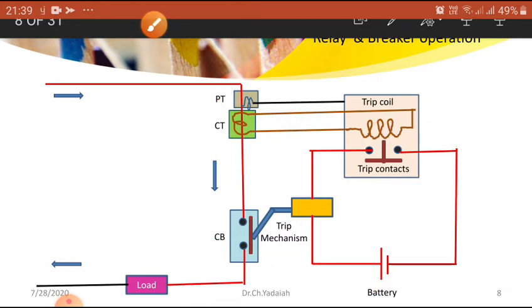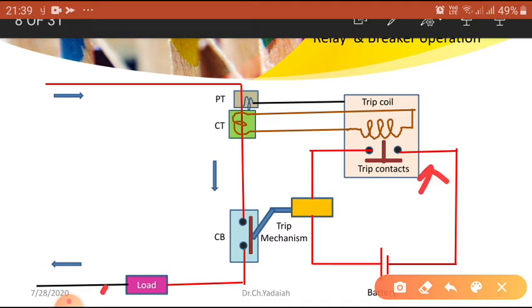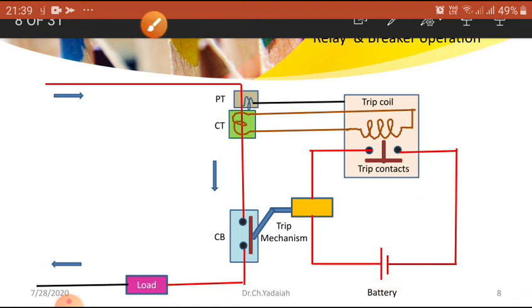After identifying the fault and restoring everything, once it is clear, the operator again resets the trip contacts, then manually closes the breaker, and the breaker will close. So this is the breaker mechanism generally used in our distribution system as well as the power system. You should know this thing.